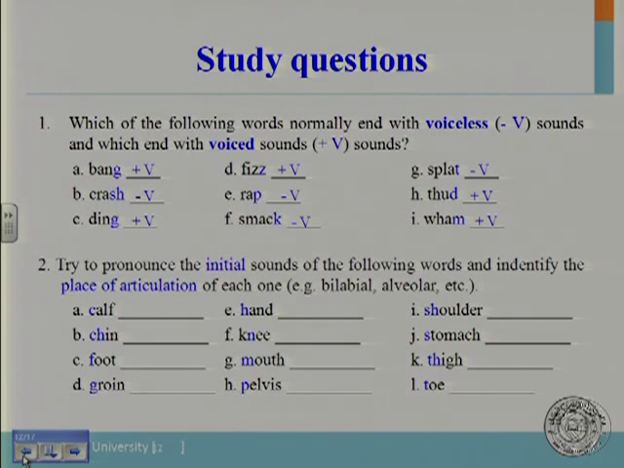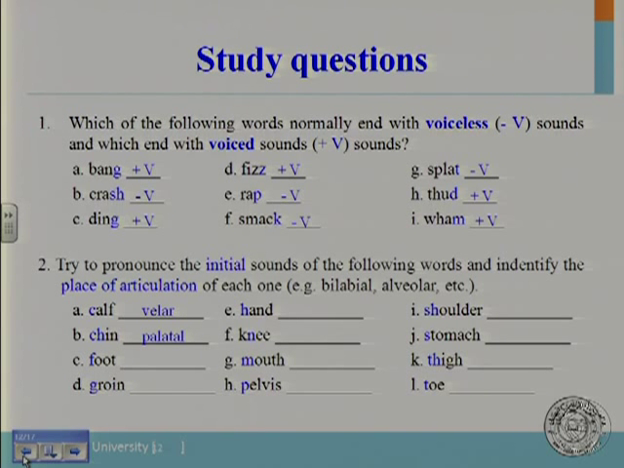I'll do the first one for you. As a sound, k is called velar. Okay, the second one, we have ch as in chin. What is the place of articulation of the sound ch? Ch, ch, ch.